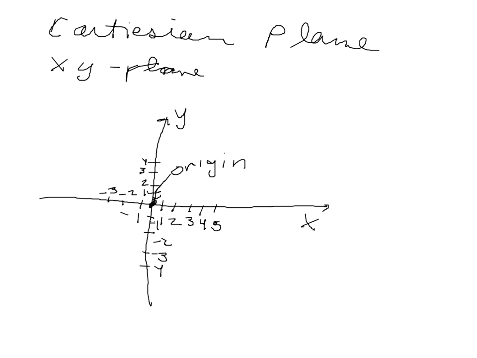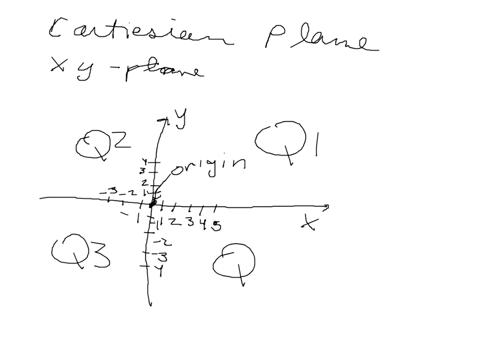Okay, now these two number lines divide the plane up into 4 parts, and each part has a different name. The upper right part is called quadrant 1, because again, quadrant has to do with quarters. So quadrant 1, and we go counterclockwise. So the upper left is quadrant 2, the lower left is quadrant 3, and the lower right is quadrant 4.